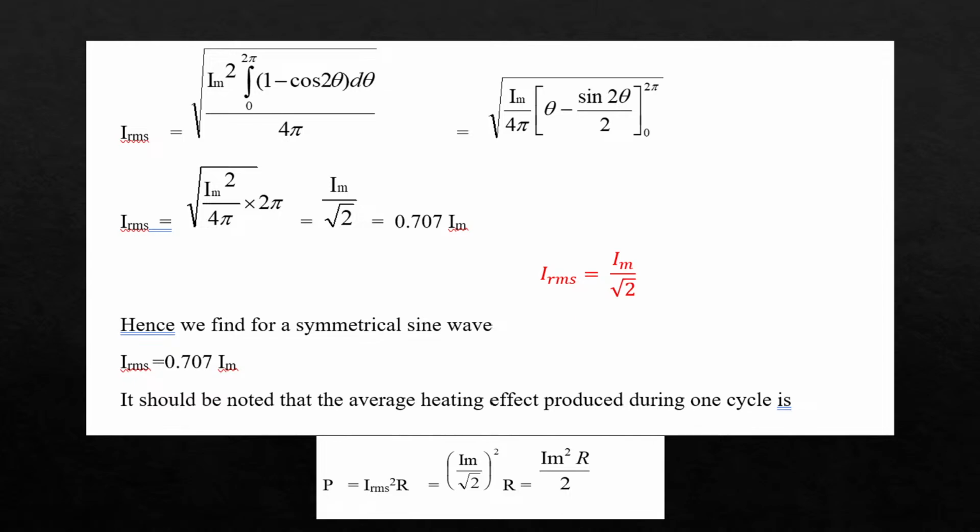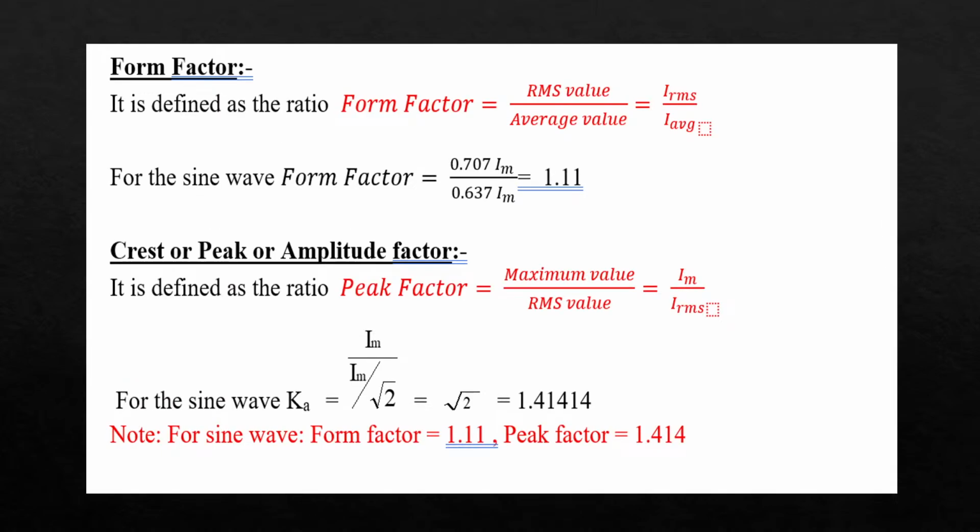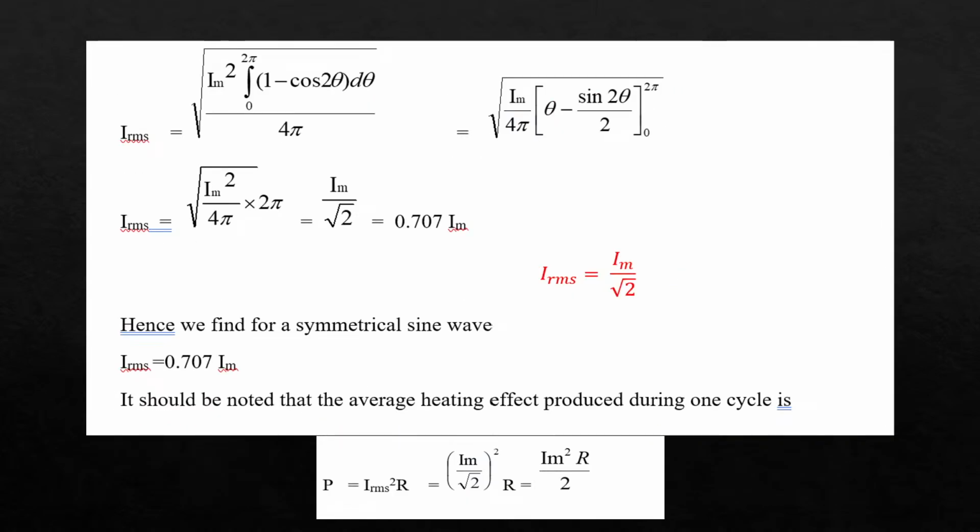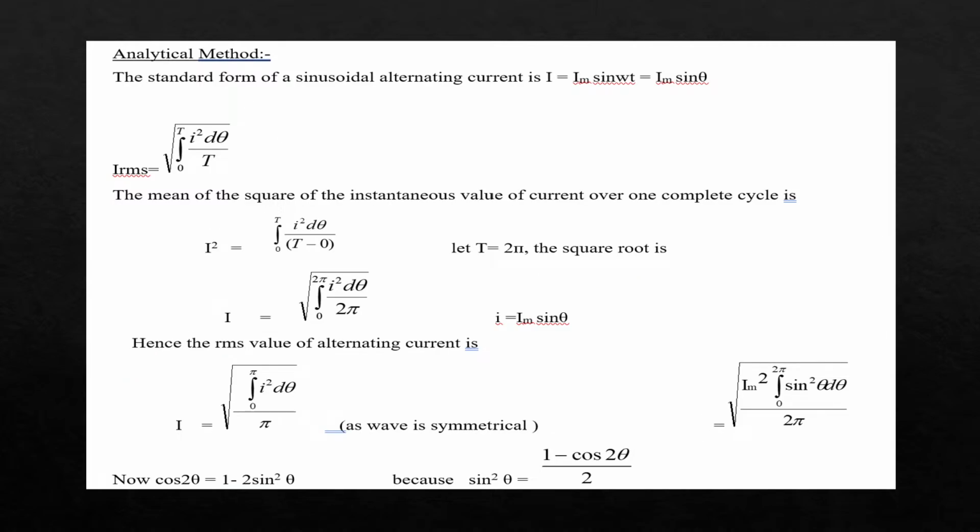As you know, power is V into I, and V is equal to IR, so power P equals I square R. I RMS over here is I, so I m by root 2 the whole square into R gives I m square R by 2. This is the average heating effect produced in one cycle.